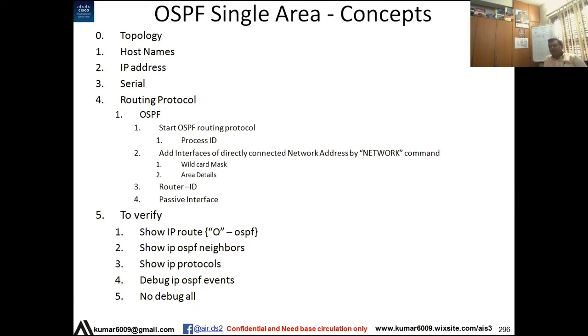First the topology: host name, IP address, serial. Then routing protocols. First, I'm going to start the OSPF protocol. What is the command? Router OSPF 1, process ID 1. Then the network command. What will it do? It adds the interfaces to the routing protocol. In the network command we have two extra things: not only the network address, but also the wildcard mask and area details.